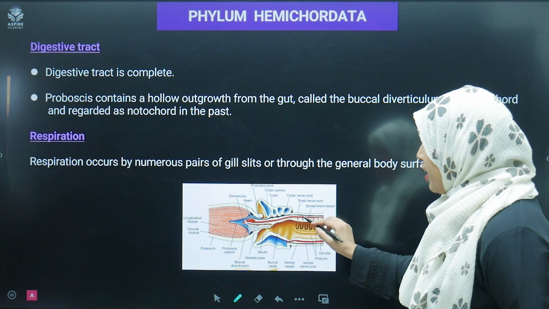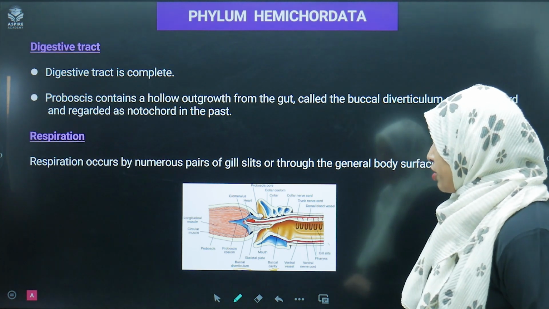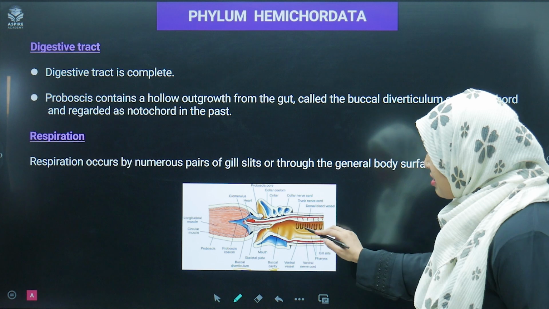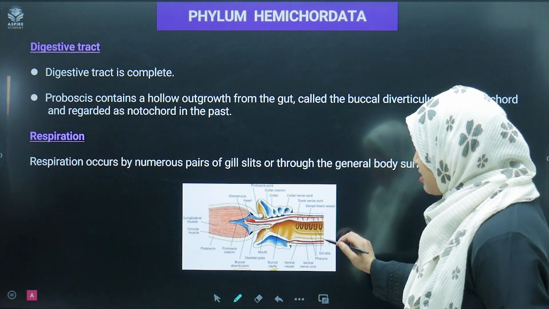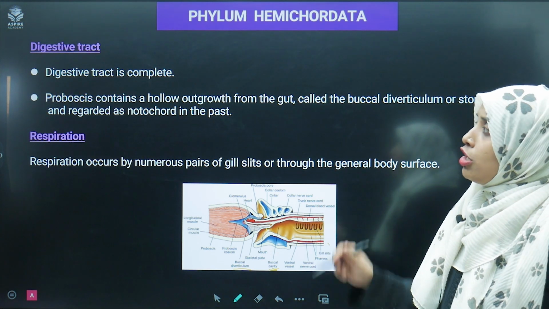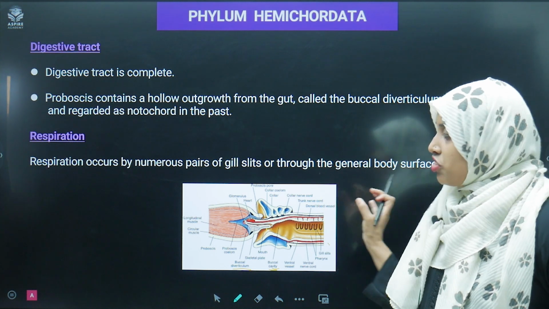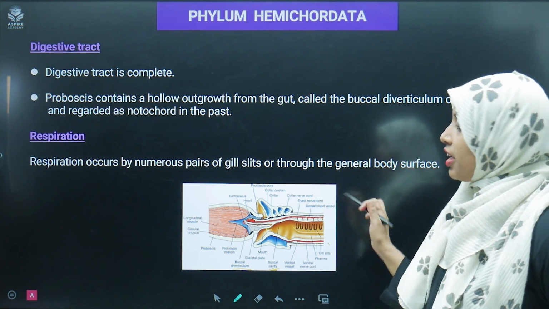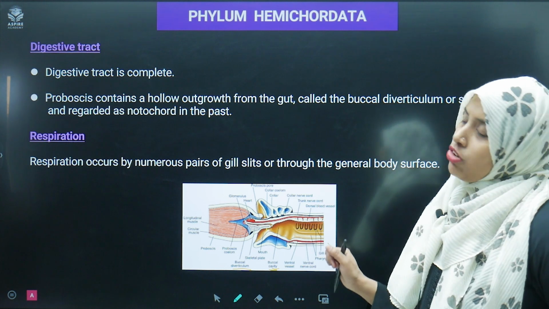Again, dorsal blood vessels are also there. Gill slits are there, easily seen. There are gill slits and the pharynx. So this is the structure of Balanoglossus, the internal structural labeling of Balanoglossus.